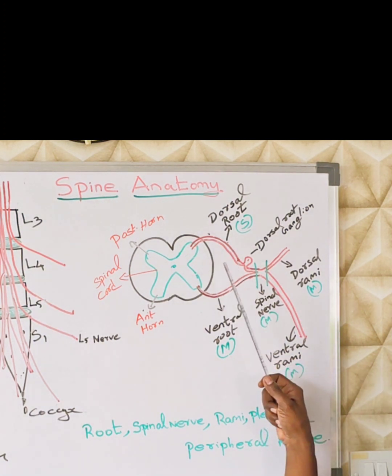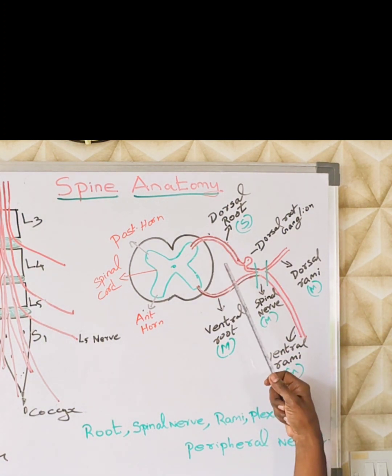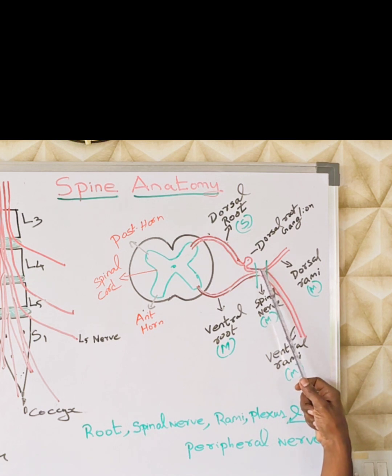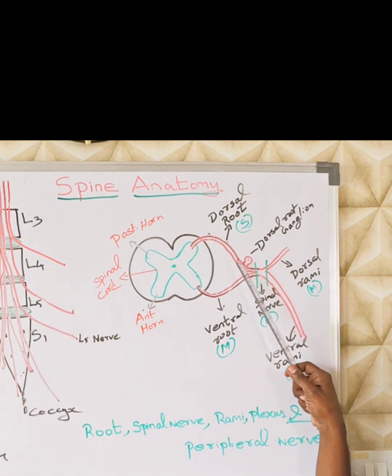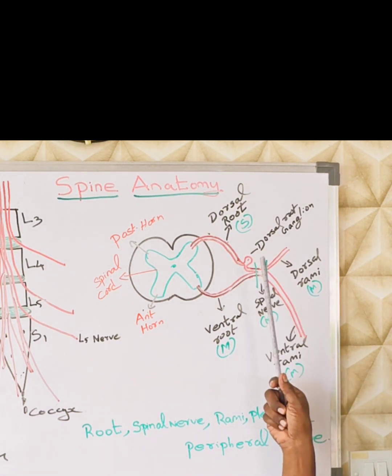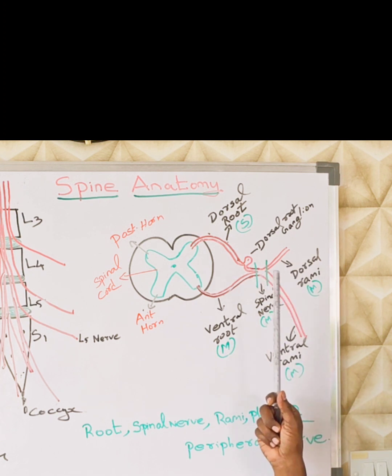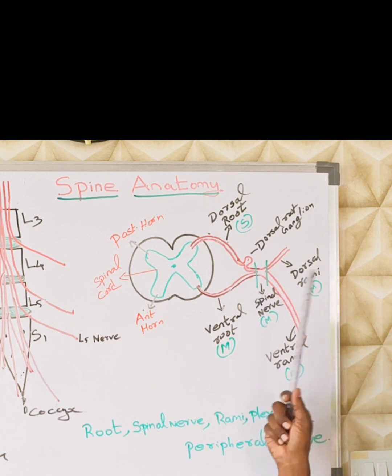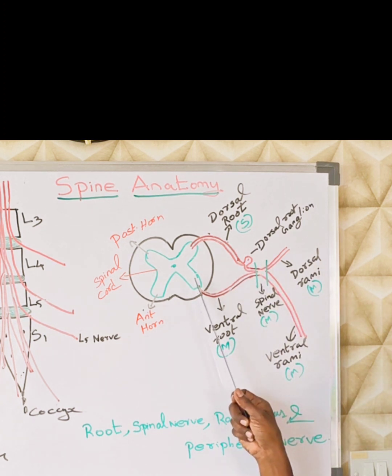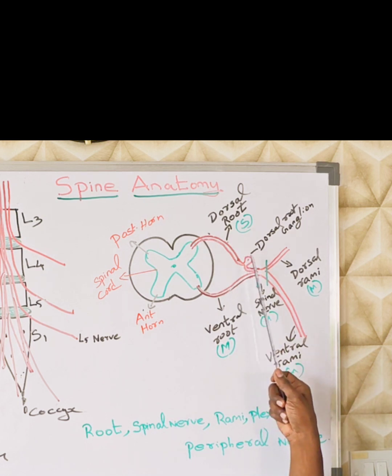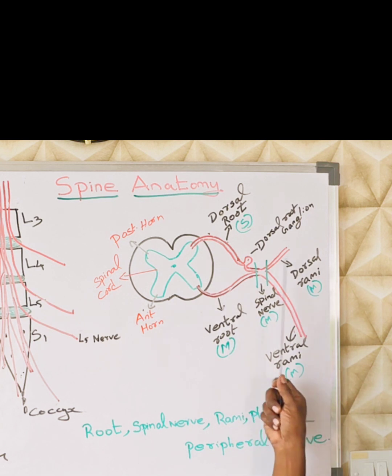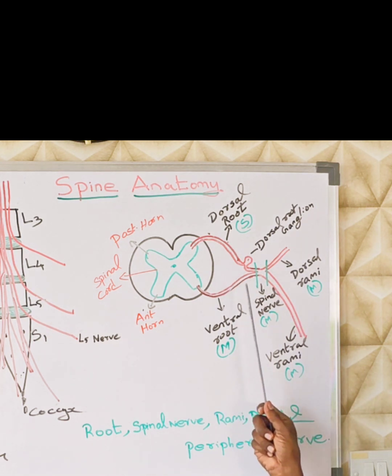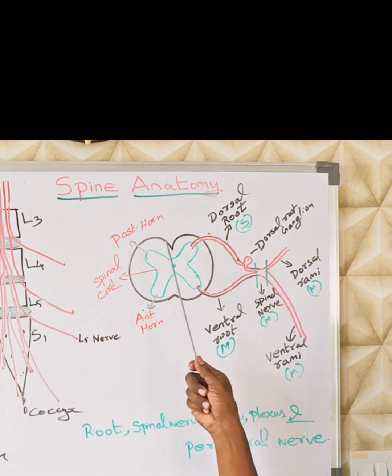The dorsal root, which carries the sensory fibers, has an area before it reaches the spinal nerve level called the dorsal root ganglia. The dorsal root ganglia is the area where we have the nucleus, or the cell body, of the afferent neuron. So for the motor, the cell body is located in the anterior gray matter. For the sensory, the cell body is located in the dorsal root ganglia. That's why the dorsal root ganglia is an important structure. We call it the mini brain of the afferent nerve.